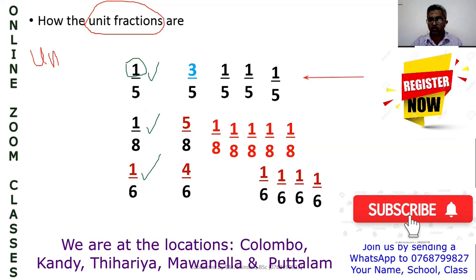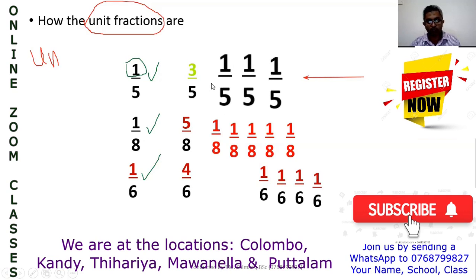So if I want to make 3 by 5, I can make it from 3 unit fractions of 1 over 5, like this. You can make 3 over 5 like this. Same thing with 3 by 5. If you want to make 5 by 8, you use 5 unit fractions.